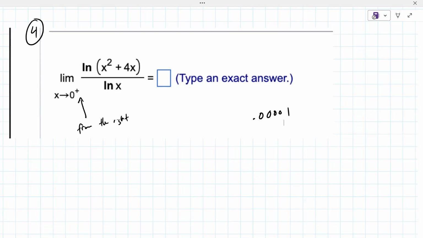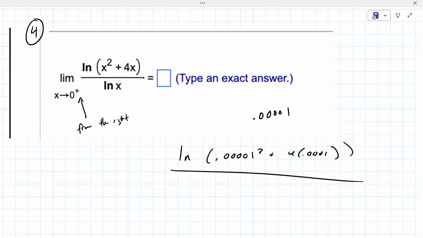I got 0.84948. Crazy number. Should I turn it into a fraction? You have to get the whole thing. You've got to put both the top and the bottom in your calculator. So natural log of whatever you're doing, x squared plus 4 times 0.00001, whatever you chose, over natural log of 0.00001. You have to get the whole thing.